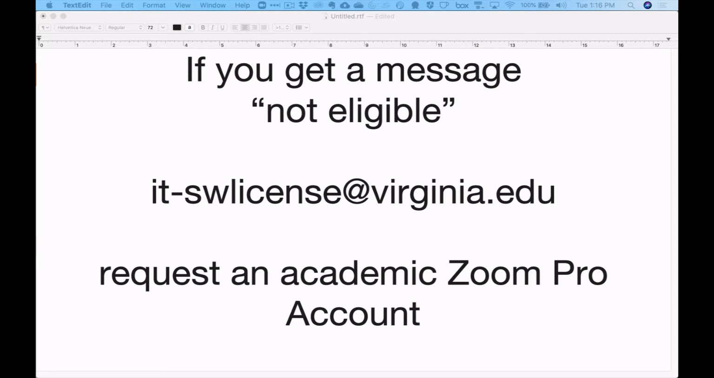I'm going to walk you through some Zoom training that'll help you manage your courses with your group of students. I needed to let you know that if you run into a problem during the account creation process or the login process for Zoom, that you are not eligible for an account, please email the email address on the screen, which is it-sw-license@virginia.edu, and request an Academic Pro Zoom account. That will be a non-HIPAA compliant Pro Zoom account that's for academic use and training.